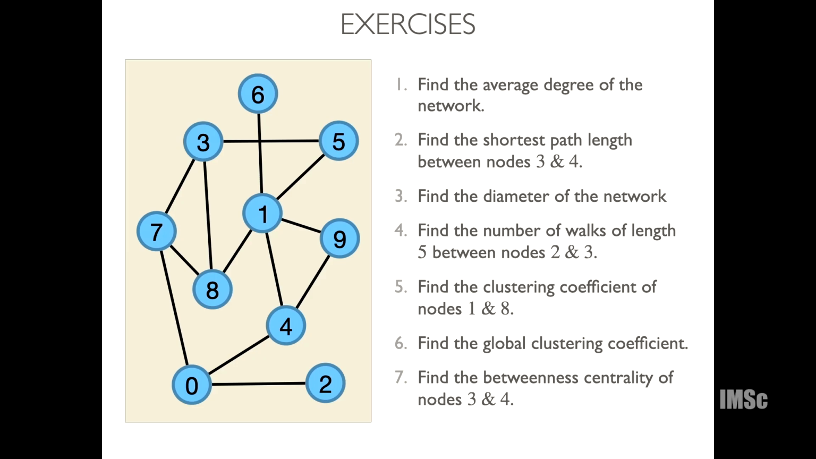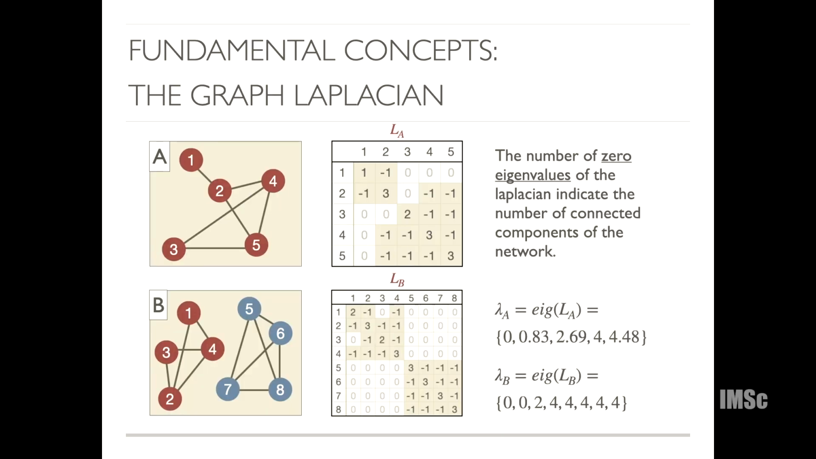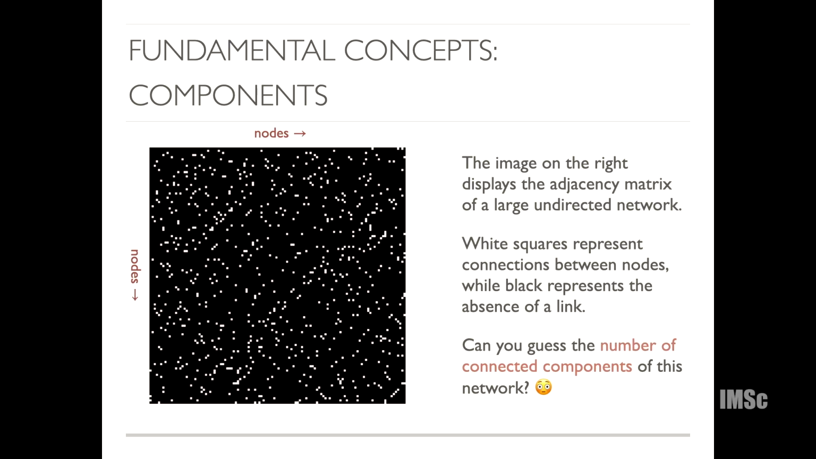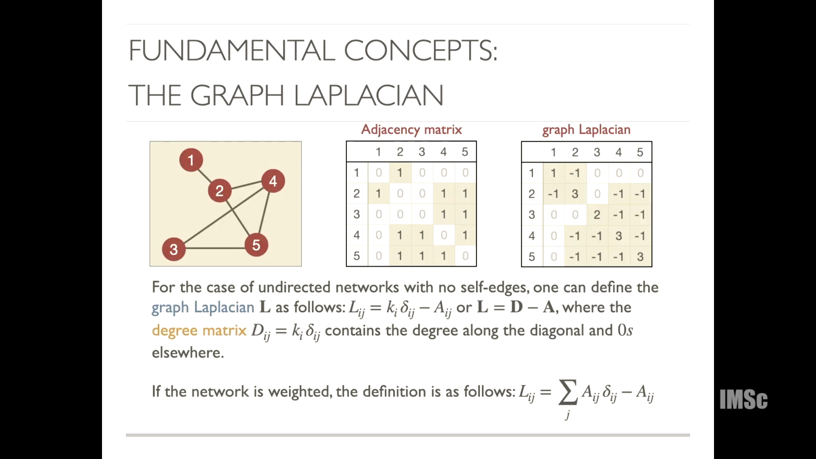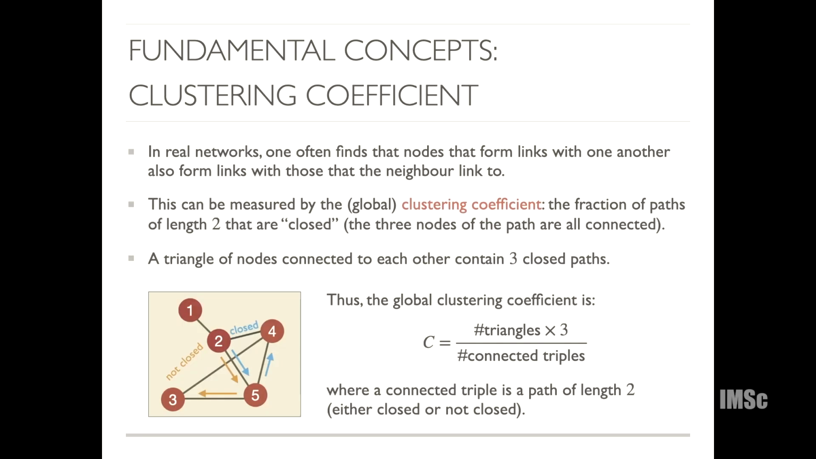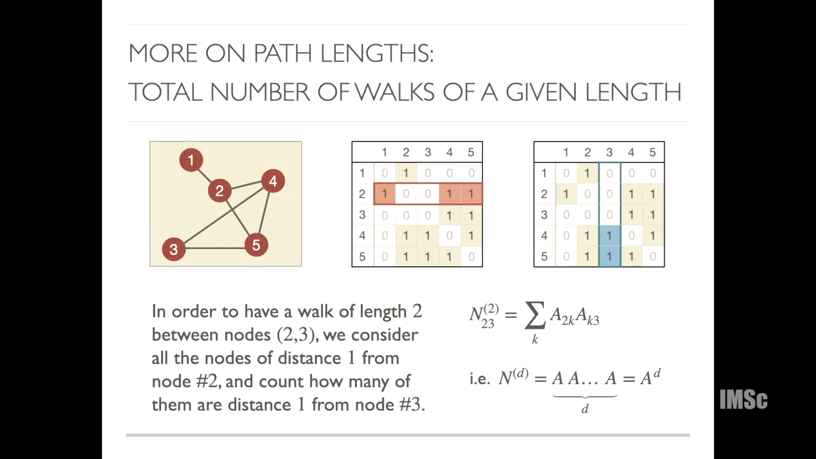So you may be wondering, is there a simple way to do this? Yes, there is a very simple way. Remember this, right? This tells you the total number of walks of a given length. So if you want to find the walks of length 2, I just take the product of the adjacency matrix times itself. Then you'll get all the walks of length 2 from every node to every other node.